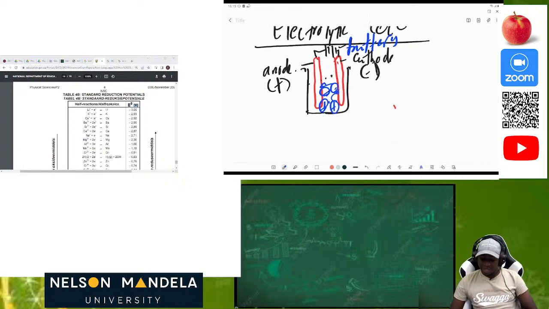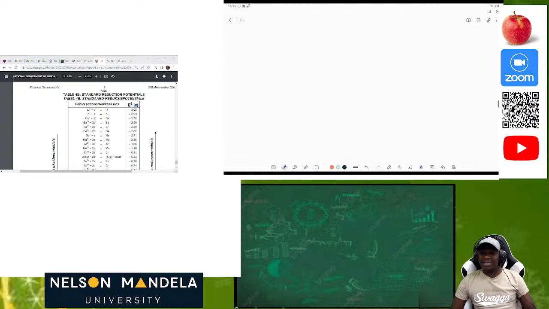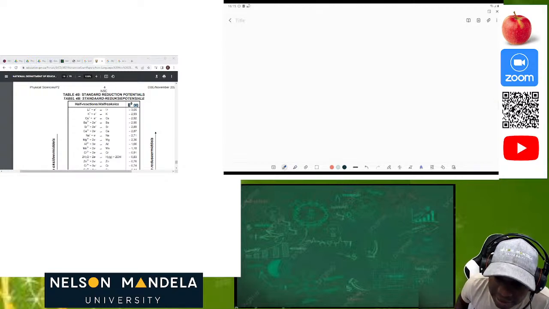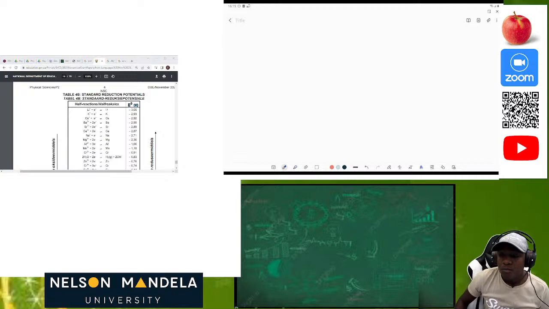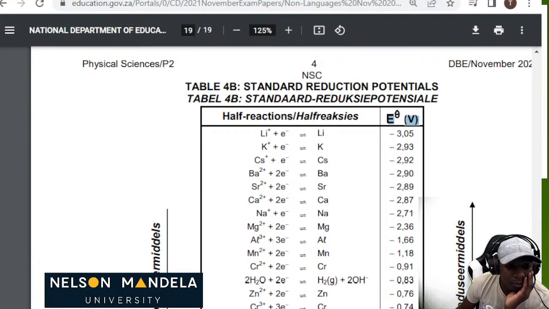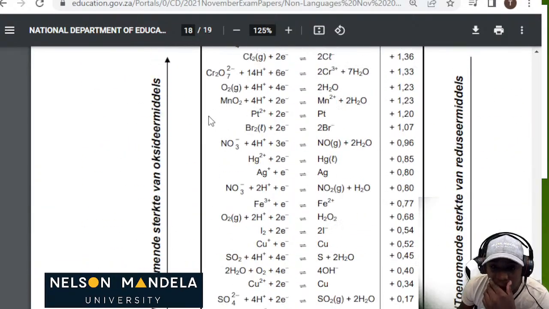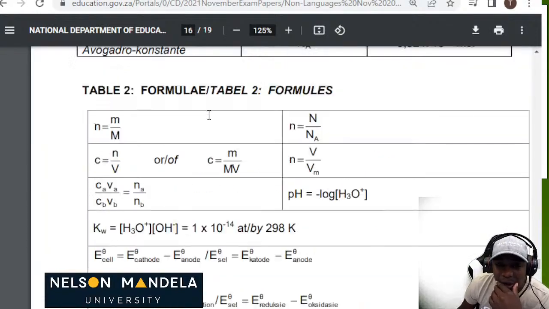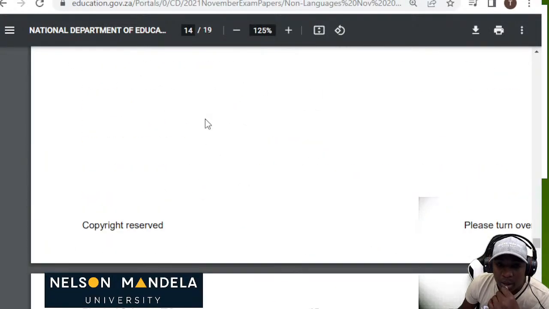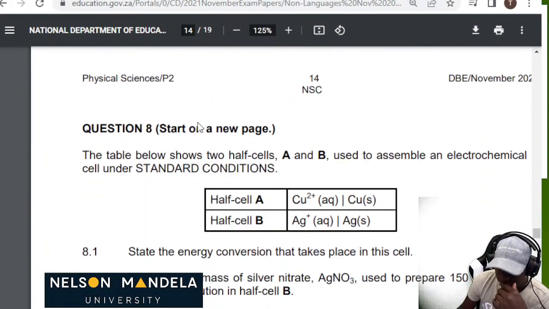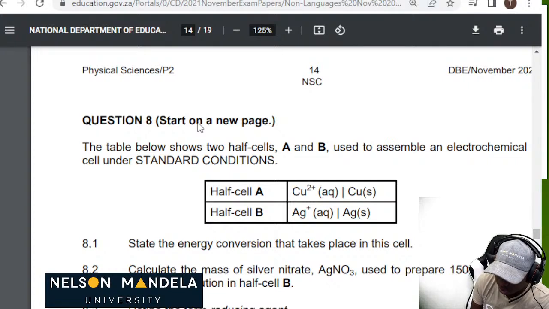Now let's look at a typical exam question. Here we are. This is our exam question. All right, let's go. Let's look at question 8. Now we are looking at question 8.